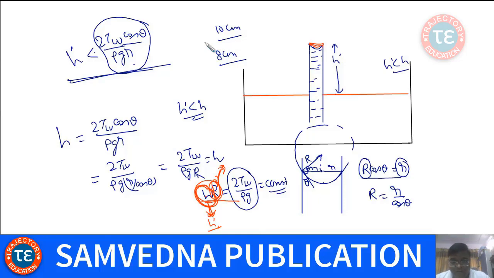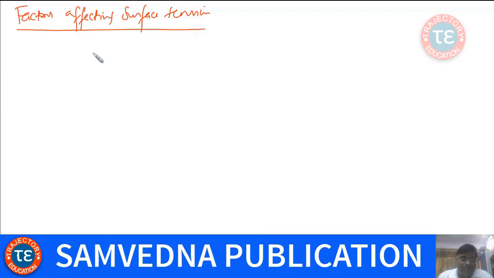So this is how we can explain why the height of water rises in the capillary tube. There are a few things which I'll tell you over here. What are the factors affecting surface tension? See, if I contaminate the liquid, if I dissolve some substance in the liquid, what will happen to the surface tension?